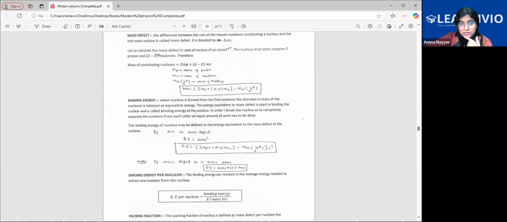Now, we discussed this. Coming to binding energy. When a nucleus is formed from the free nucleons, the decrease in mass of the nucleons is released as equivalent energy. The energy equivalent to the mass defect is used in binding the nucleons and is called the binding energy of the nucleus. In order to break the nucleus or to completely separate the nucleons from each other, an equal amount of work has to be done. The binding energy of a nucleus may be defined as the energy equivalent to the mass defect of the nucleus. So binding energy is basically delta m c square. This is the formula of binding energy.